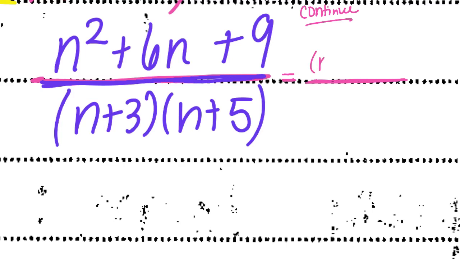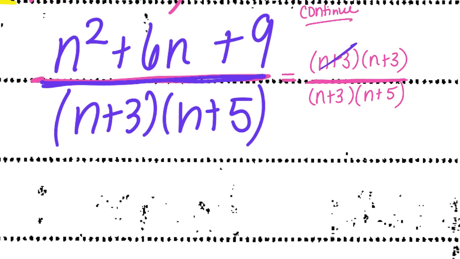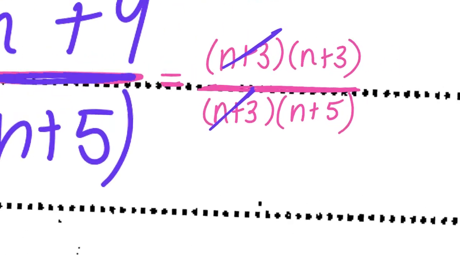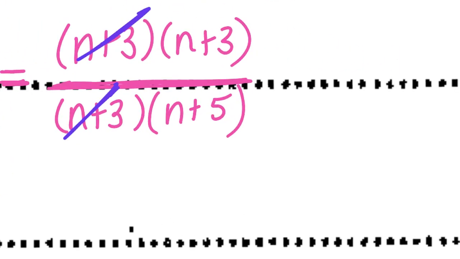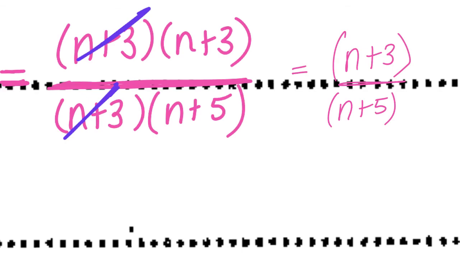On the top, I know the factors of 9 that add up to be 6 are n plus 3, n plus 3. And on the bottom, I have n plus 3 and n plus 5. What do you think can cancel out here, guys? Good. The n plus 3's can cancel out. And my final answer is finally n plus 3 over n plus 5. Great job.